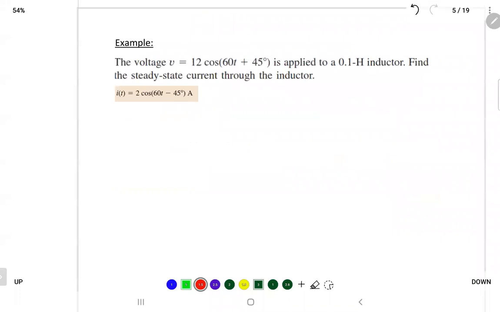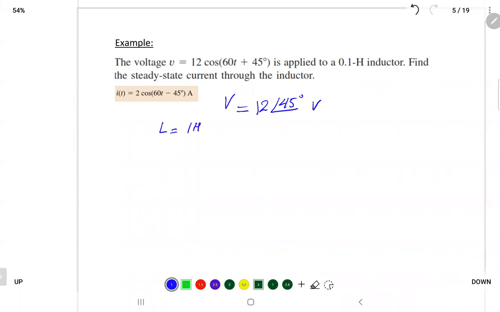The voltage V is equal to 12 cosine 60t, which means omega is equal to 60, and the phase shift is equal to 45. Let's say the voltage across the inductor is 12 with angle 45. And the inductor is equal to 0.1 Henry, so it means L is 0.1 Henry.